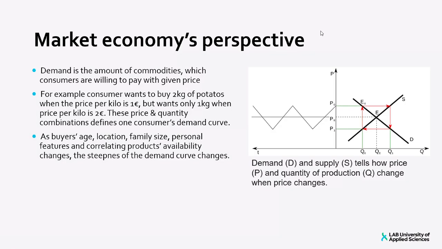Naturally, buyers and consumers are very different. Their age might have an impact, their location, their family size, their other personal features, what things they like. And like I was already mentioning, the seasonality, that some products' availability changes. And this then impacts demand and supply, and then prices as well.